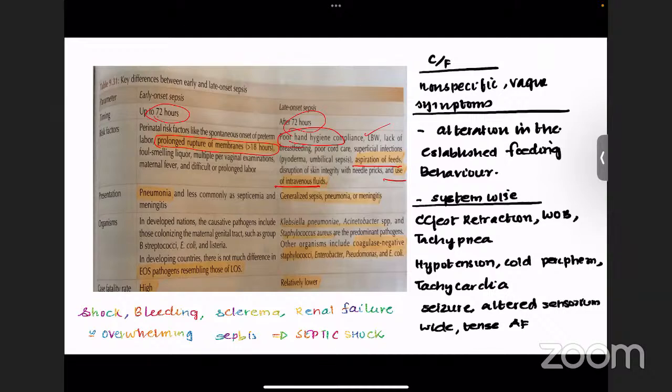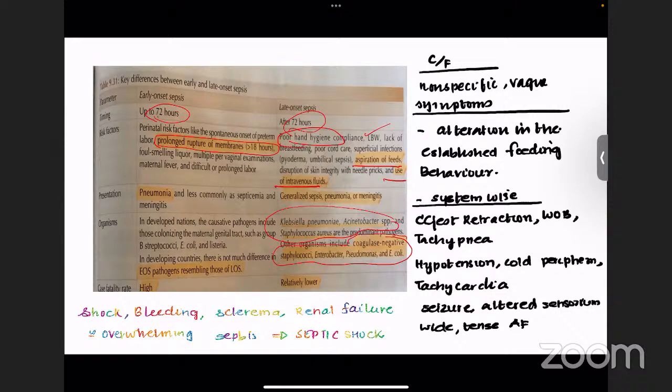In developing countries like ours, like India, it has been said that the common causative organisms for early onset as well as late onset neonatal sepsis are similar. They are Klebsiella pneumoniae, Acinetobacter, and Staphylococcus aureus. In some cases, it could be coagulase-negative Staphylococcus, Enterobacter, Pseudomonas.